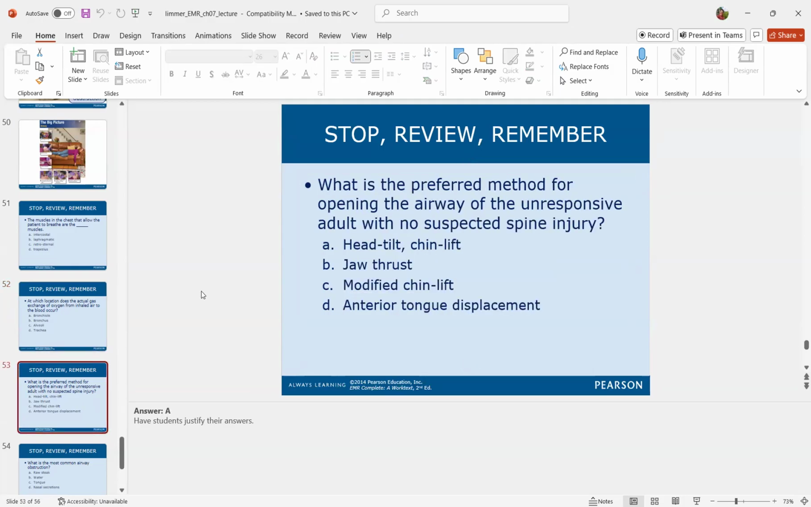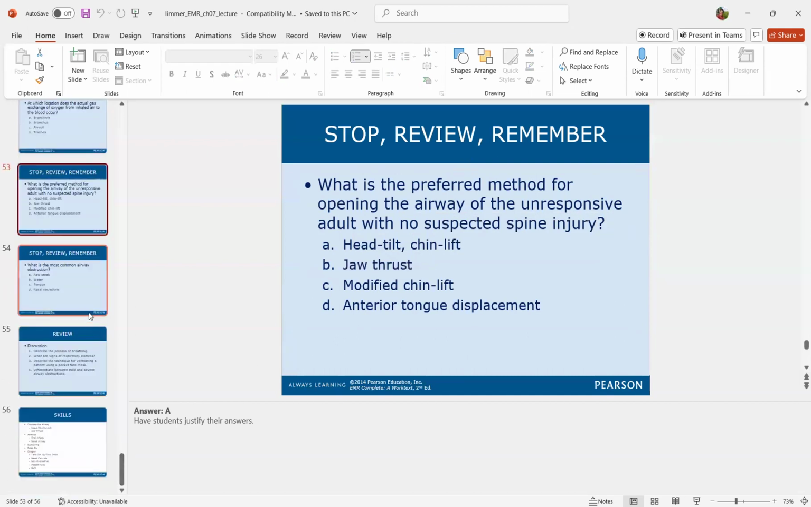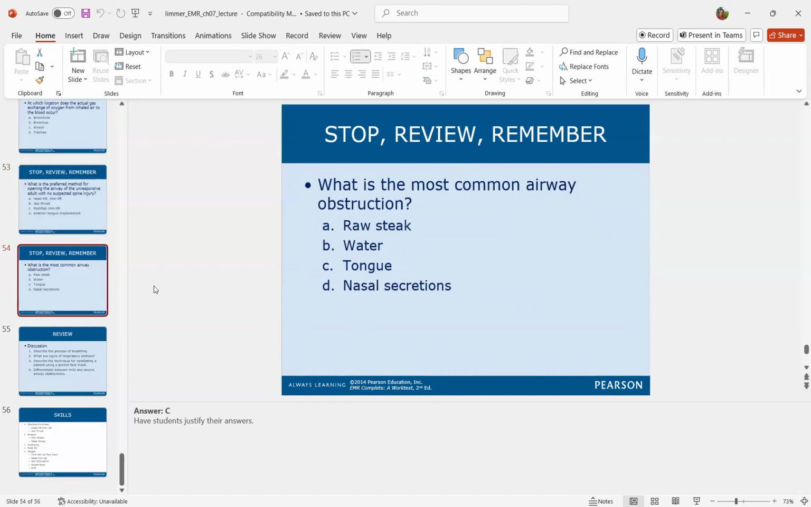The preferred method for opening the airway of an unresponsive adult, no suspected spine injury, is our head tilt chin lift. If they have a suspected spine injury, I know you guys are answering this, jaw thrust maneuver. Most common airway obstruction, the tongue. That's where we would get the snoring from if somebody's laying flat on their back.